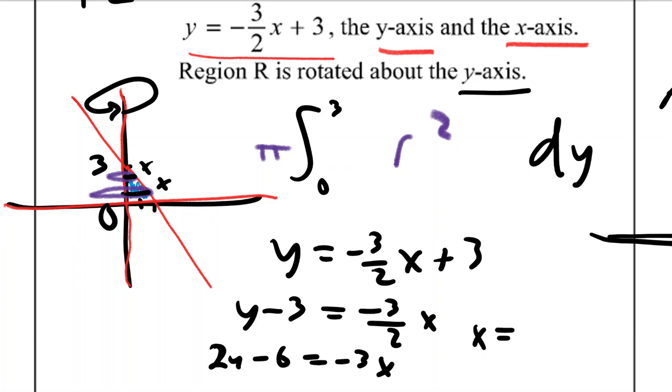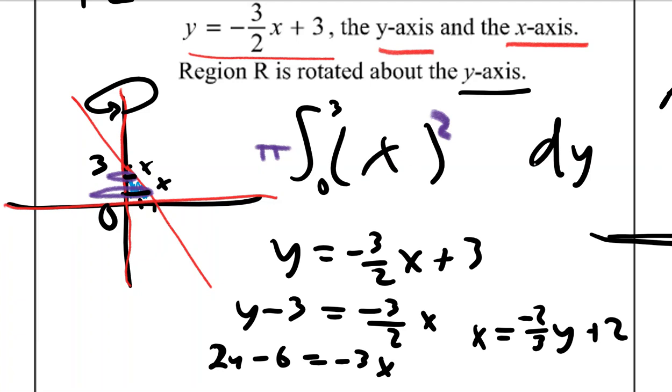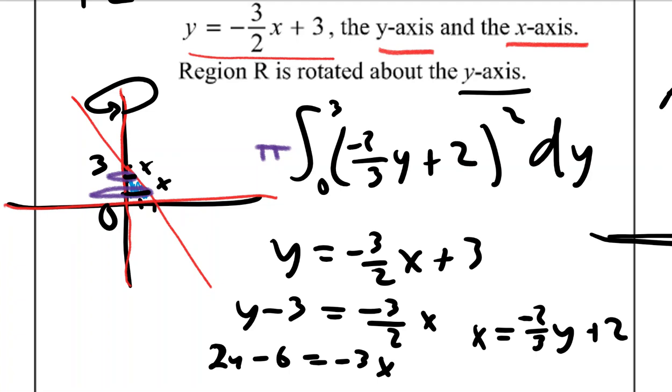And it looks like x is negative 2/3 y plus 2. And by the way, you can put x there, but remember to make these variables match. So we had to figure out what x was in terms of y. And that is the integral that will give you 4 pi as an answer.